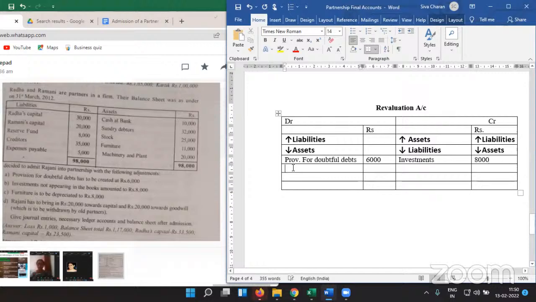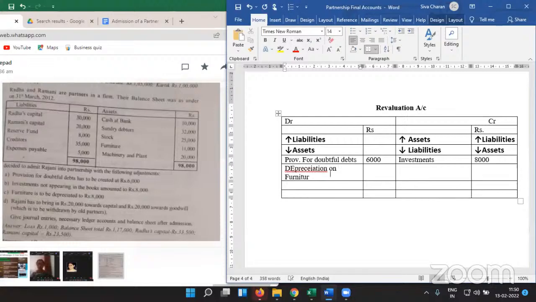That is a decrease in the assets. So depreciation on furniture. How much? He said 8,000. He directly gave the amount, 8,000, instead of a percentage. The next, that's all. Only three adjustments relating to assets and liabilities.